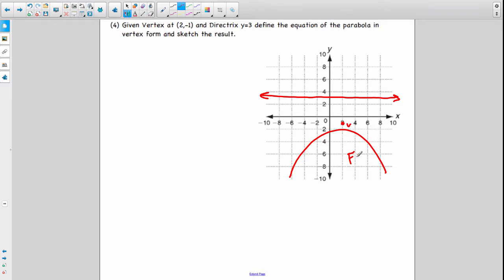Where does that focus live? Well, it's exactly the same distance from the directrix to the vertex. So what is that distance? 1, 2, 3, 4. So let's do 4 more. 1, 2, 3, 4. Right there is my focus. This is vertex. So if I want to sketch it, let's count how far I am away from the directrix from this focus. 1, 2, 3, 4, 8. Okay, so I'm going to go to the right 8, 2, 4, 6, 8, right there. I'm going to go to the left 8, 2, 4, 6, 8.